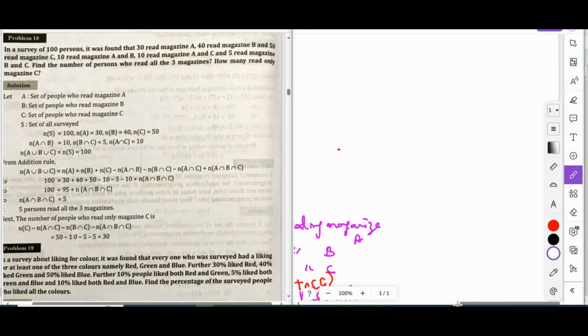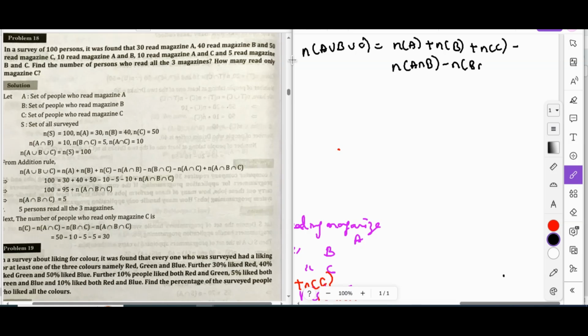So you have here the formula. What was it? n of A union B union C is n of A plus n of B plus n of C minus n of A intersection B minus n of B intersection C minus n of C intersection A, plus n of A intersection B intersection C.